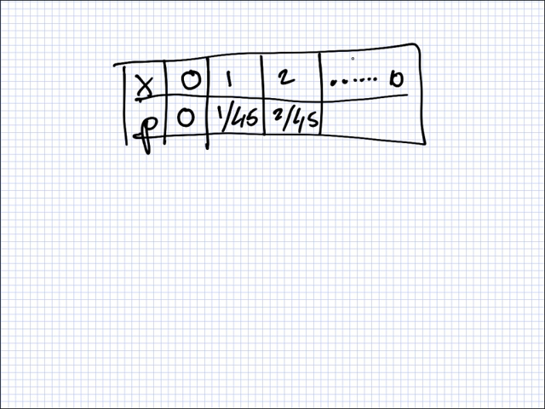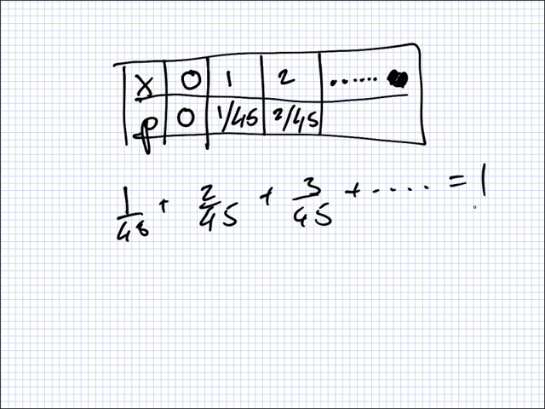So I actually don't know that it's up to 10. I need to stop when the probability is 1. So I need to figure out when is 1 over 45 plus 2 over 45 plus 3 over 45. When do I stop? When does the total become 1? So what type of sequence is this? It's AP. And what's the A? Yeah, good. And the D?